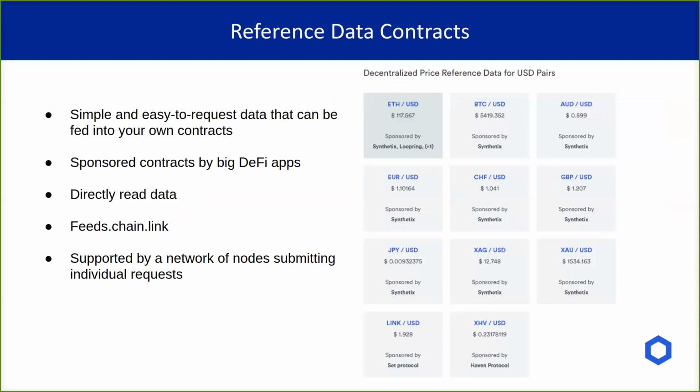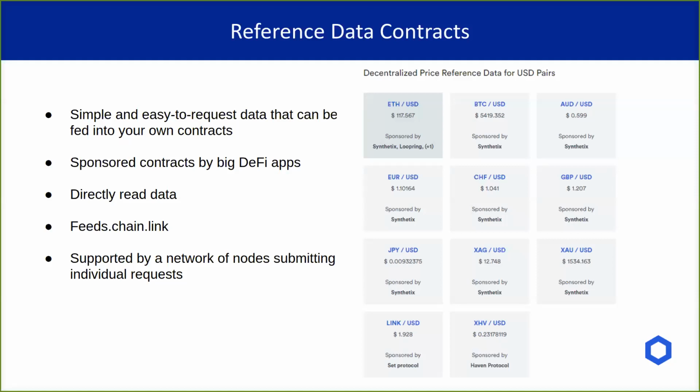So as you can see on the right here, you have different sets of feeds that you can use, this one being US dollar pairs. There's a few others as well. And you can find these at feeds.chain.link. And these are really easy to use, and you're just directly reading in the data, and each one of those is supported by a network of Chainlink nodes, and they're aggregating that data, which you can just integrate straight into your application.